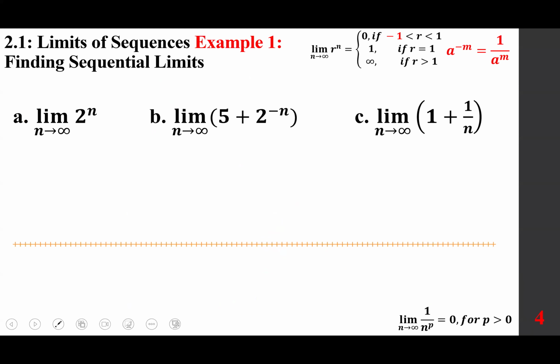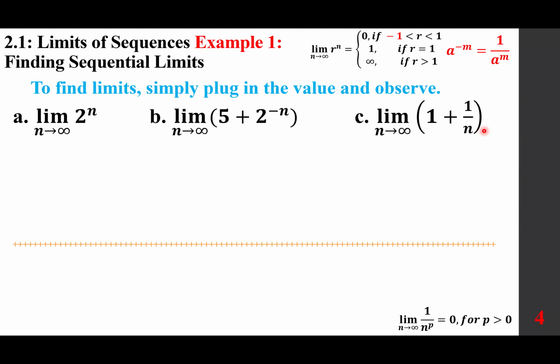We want to find the limits, and I'm going to remind everybody that the limit of r to the power of n as n approaches infinity is 0 if r is between -1 and 1. It is 1 if r equals 1, and it's infinity if r is larger than 1. Another important theorem: the limit of 1 over n to the power of p as n approaches infinity is 0 if p is larger than 0.